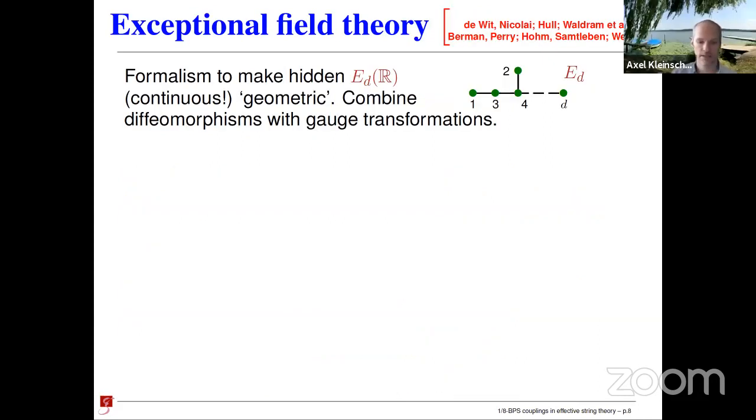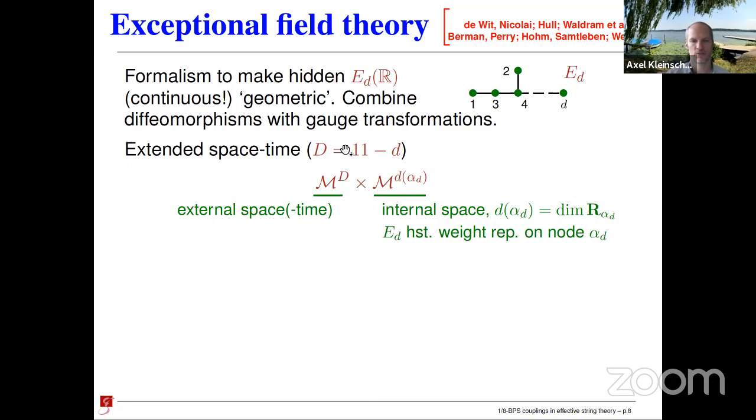So I wanted to give you a very short idea of what exceptional field theory is, which is a formalism to make this E_D symmetry manifest in a geometric way. Geometry here is in inverted commas, because I think differential geometers would not call this a geometry, but it makes sense locally, in the sense that you have Lie derivatives and gauge transformations. This formalism combines the usual gravitational diffeomorphisms together with the gauge transformations of all the matter fields into one geometric structure.